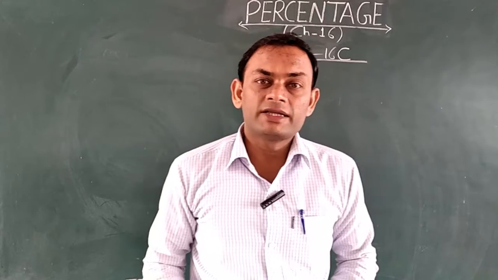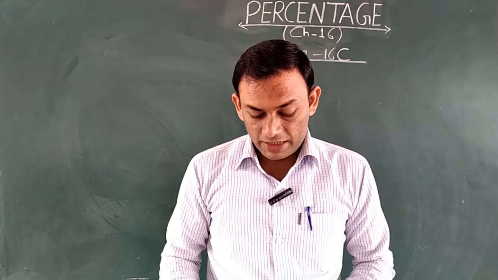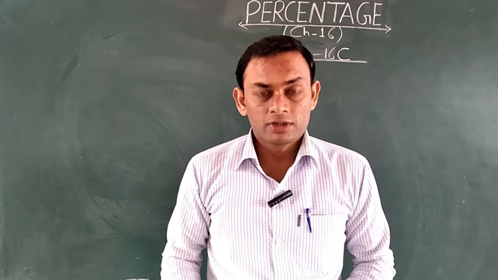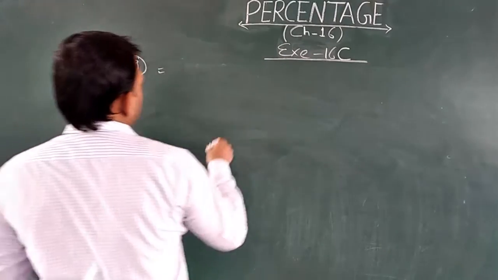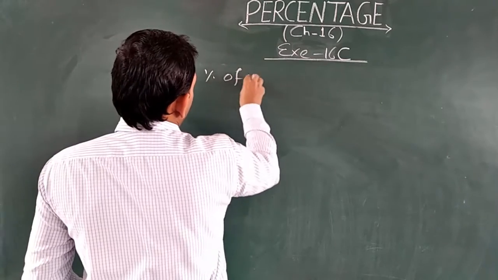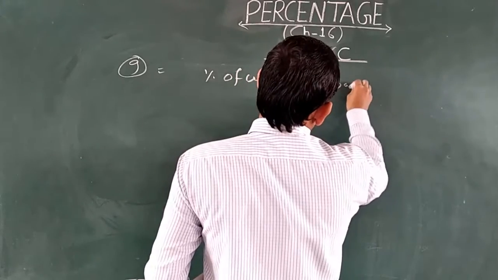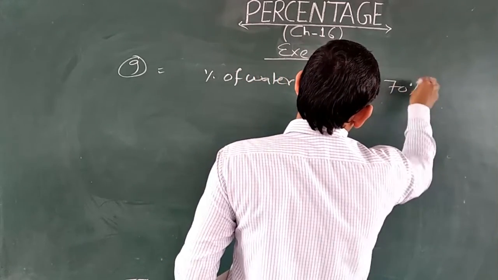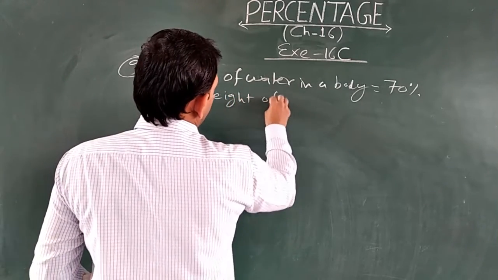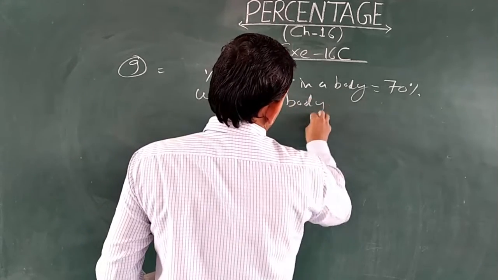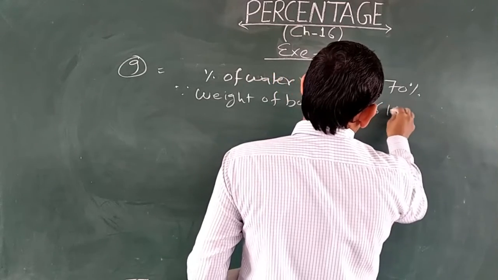After that, question number 9, I am just going to tell you. 70% of body weight is made up of water. Find the weight of water in the body of a person whose weight is 56 kg. This is the question number 9. Percentage of water in a body is 70%, and weight of body is given, that is 56 kg.